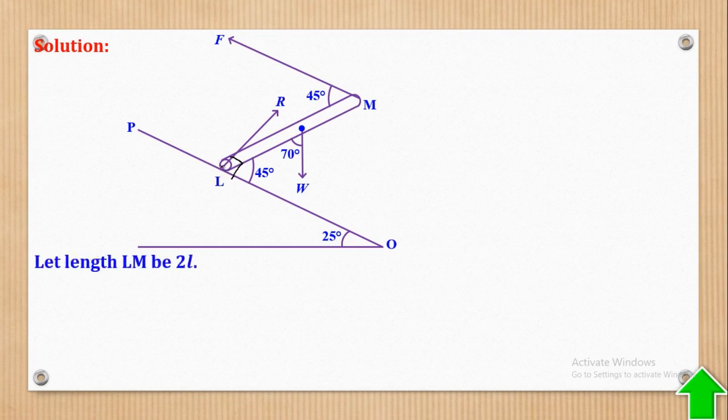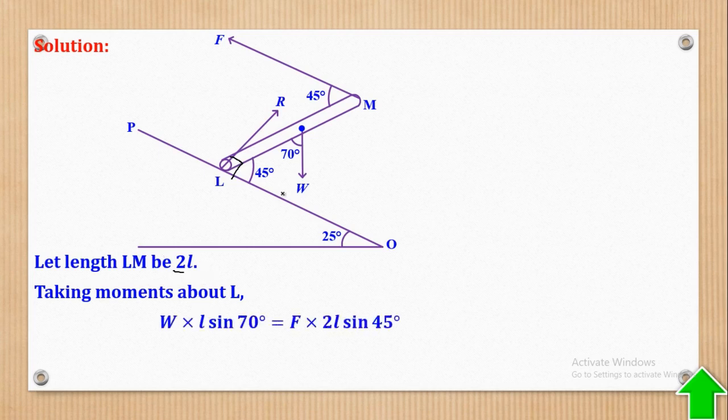Therefore, I'll come and take moments about L. We don't know the length of the rod, so let it be 2L. Therefore, taking moments about capital L will be that. So how does it come about? Remember, the formula for moment is F D sine theta, where F is the force, D is the distance from the pivot to the point where the force originates from, and theta is the angle between the force and the rod. Therefore, if I look at this, W is the force, so it is there.